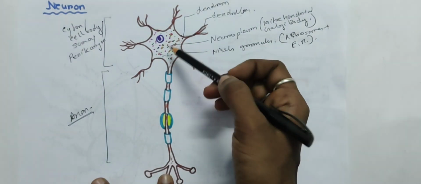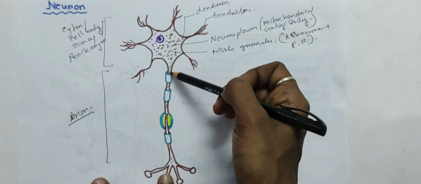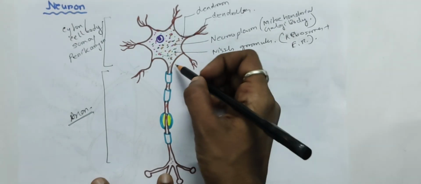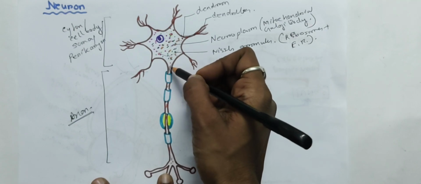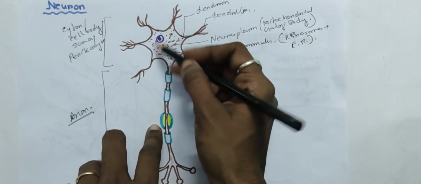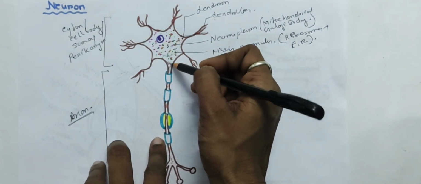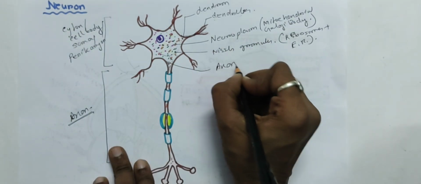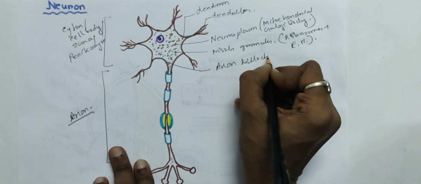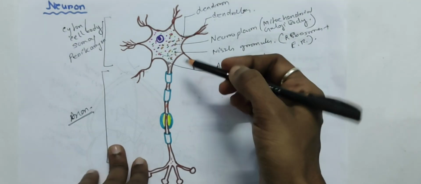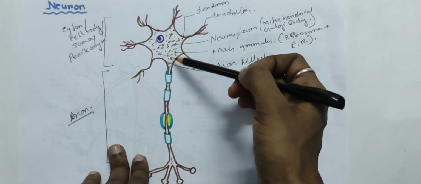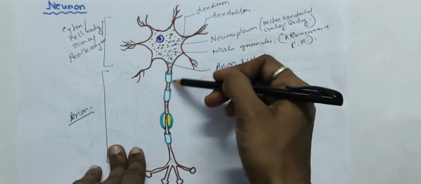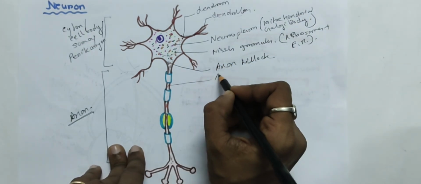Okay. Now from the cell body there is a long structure that emerges from one part. That point from where the axon emerges from the cell body is called the axon hillock. Axon hillock. Okay. And the Nissl granules are absent within the axon. And the cytoplasm within the axon is called the axoplasm.